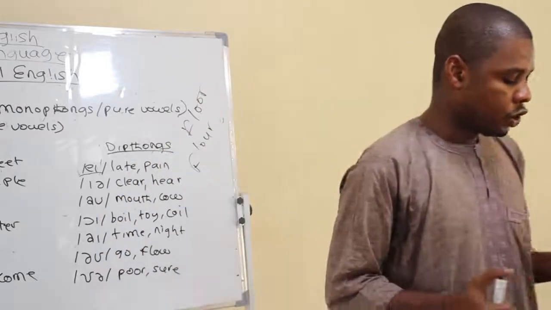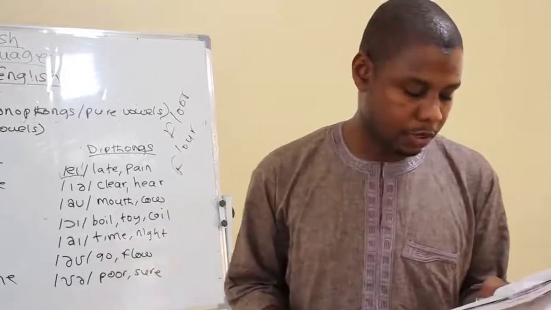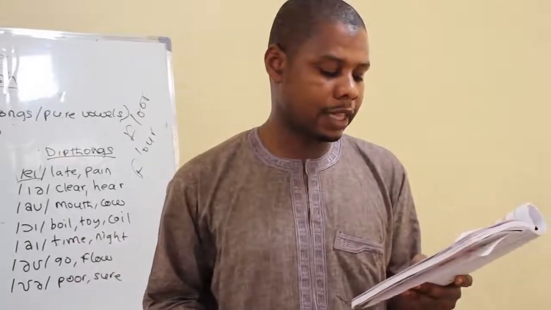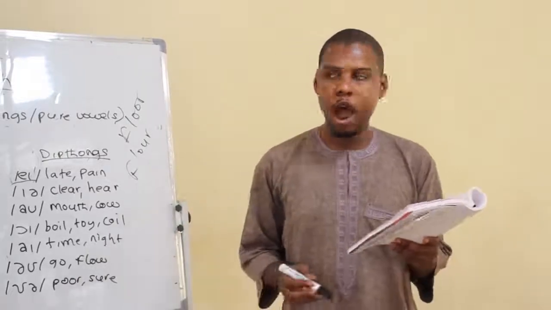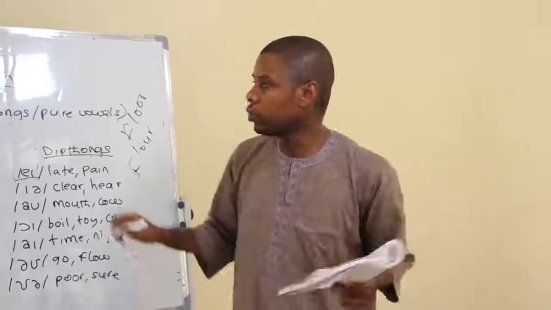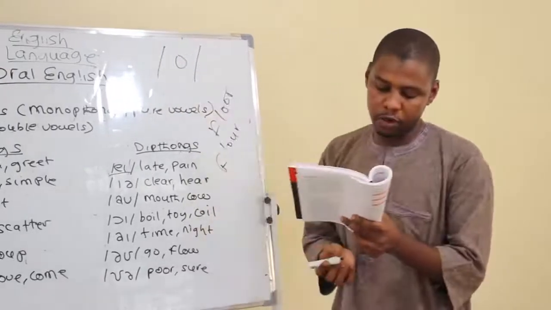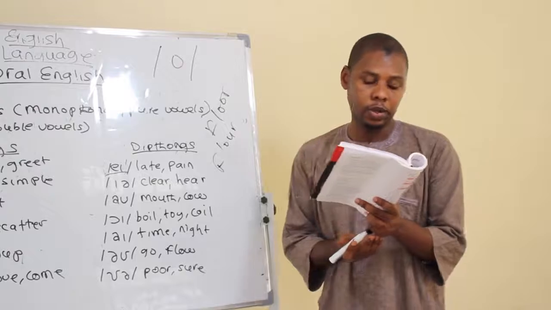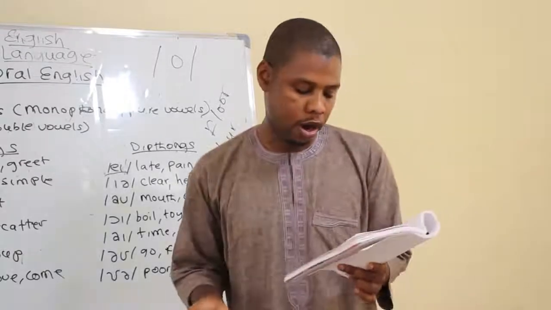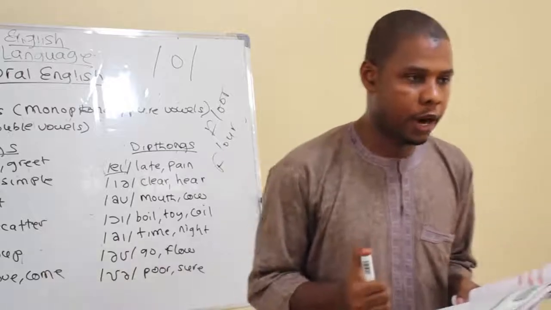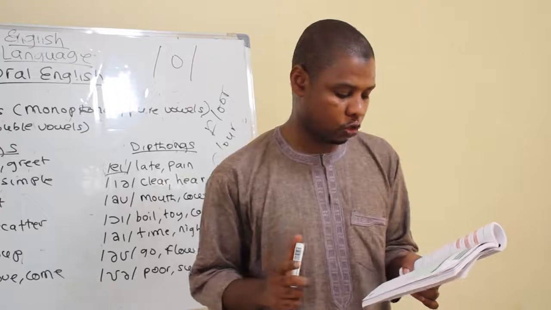Now, choose the option below that has the same vowel sound as the underlined letters in the first word. We are looking for a word, out of the words, with this sound. And how do you pronounce this sound? O. Right? Now, I'll pronounce the options and then you choose one.